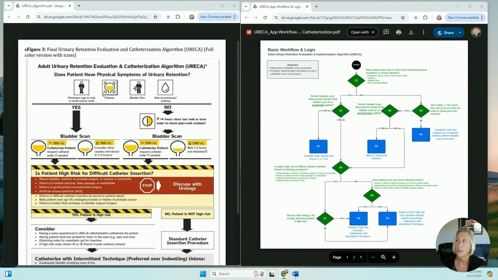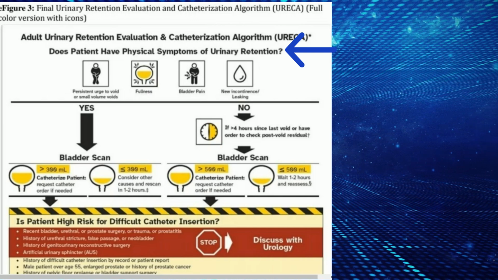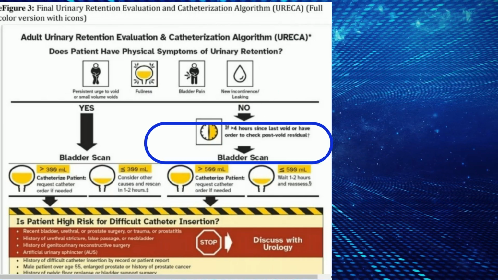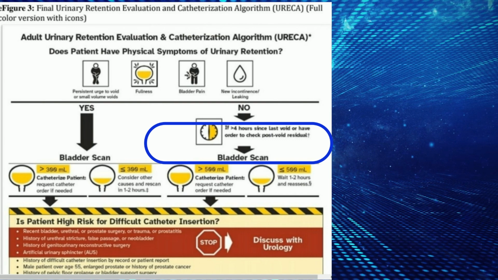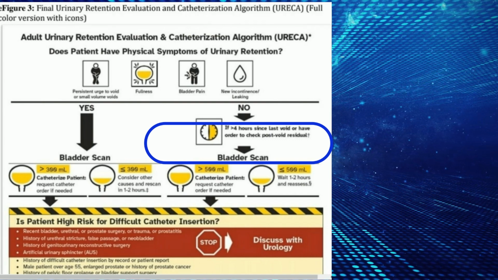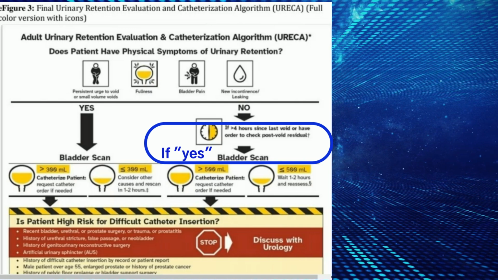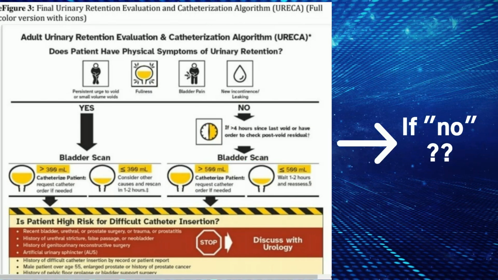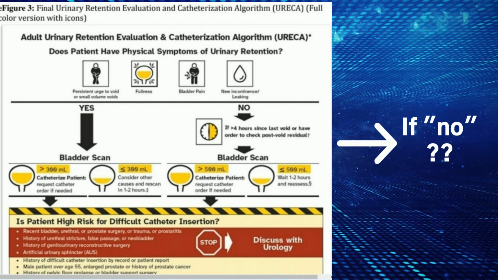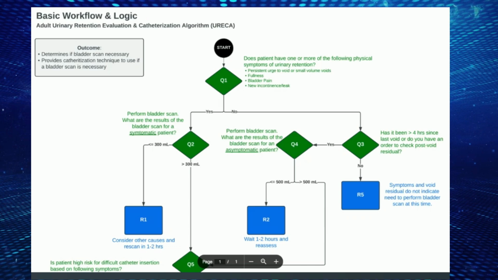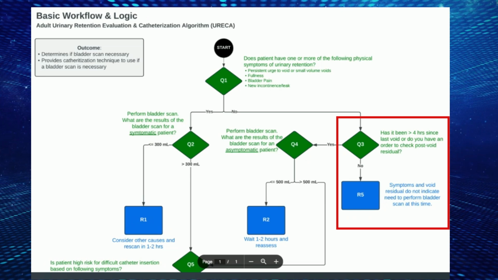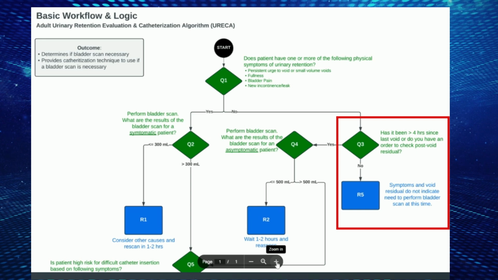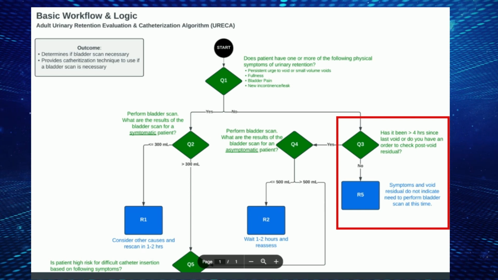If you look at the right side of the algorithm, the question is asked, do they have symptoms of urinary retention? If the answer is no, then another criteria is asked: has it been greater than 4 hours since the last void, or is there an order to check a post-void residual? If the answer is yes, then they get a bladder scan. But as you can see in this algorithm, if the answer is no, there's no information on what the user is supposed to do. Maybe the logic would conclude that they probably don't need a bladder scan and you would stop. But it's important that in the workflow logic of the app, which we've conducted in the Lucidchart, we account for that logical pathway.